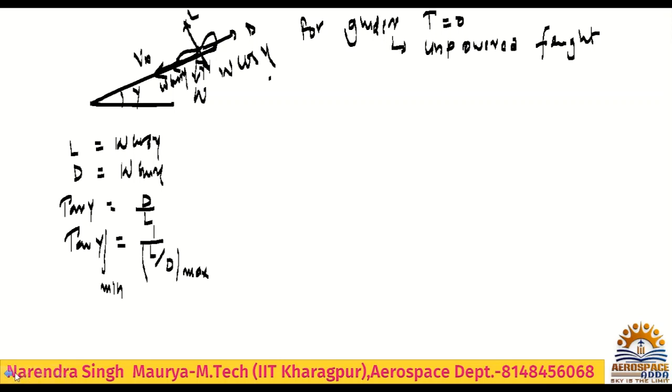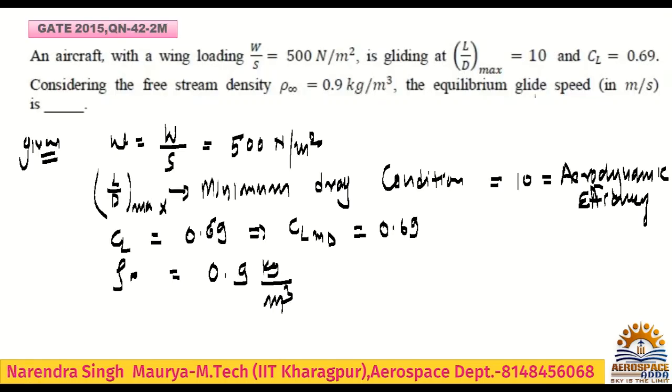So at this condition, what you need to do? Check the equilibrium glide speed they are asking. You need to calculate the equilibrium glide speed. At what condition do you have to calculate that equilibrium speed? That is L by D max. I told you what the L by D max condition is. The L by D max condition itself is the minimum drag condition, and that's the reason at that condition they have given CL. So this CL is nothing but the CLMD condition, minimum drag condition. All right, so they have mentioned at equilibrium.